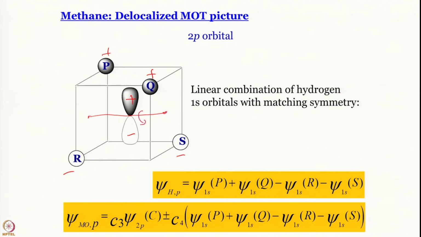Turn by 180 degrees, what happens? This goes here, that goes here. So, this becomes negative. So, what I am seeing is that this orbital here is antisymmetric with respect to C2. There is another C2 here, it is antisymmetric with that C2 also. However, with respect to this C2 it is symmetric.